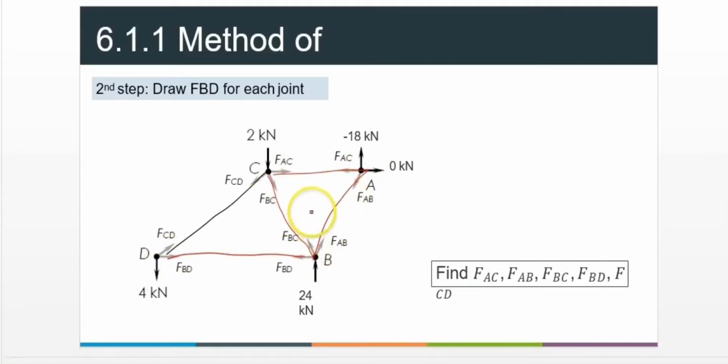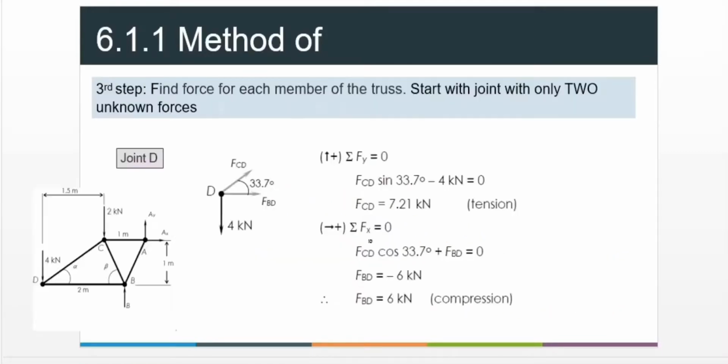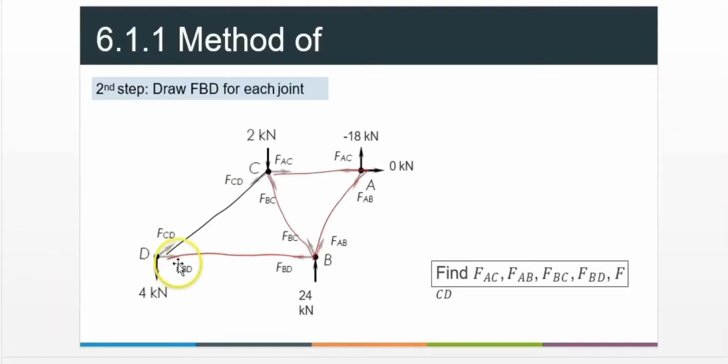So remember to put the force into the upward. Maksudnya keluarlah daripada every joint tu. So yang mana ada joint tu, kita kena assumekan dia first sebagai outward. Okay. And then untuk the third step here, which we need to find the force of each member of thrust. Start with the joint with only 2 unknown force. So boleh pakai D lah. Okay. Kita start daripada point joint D.